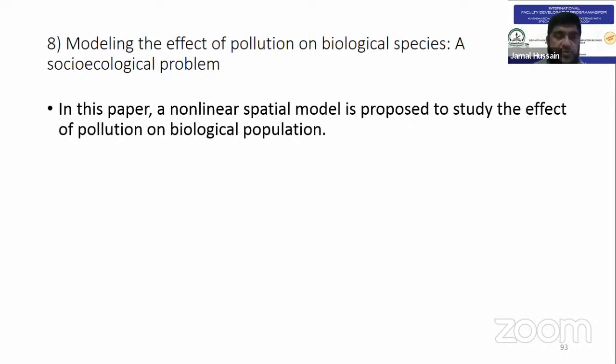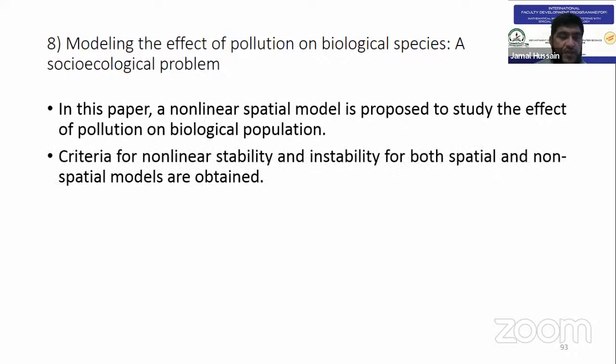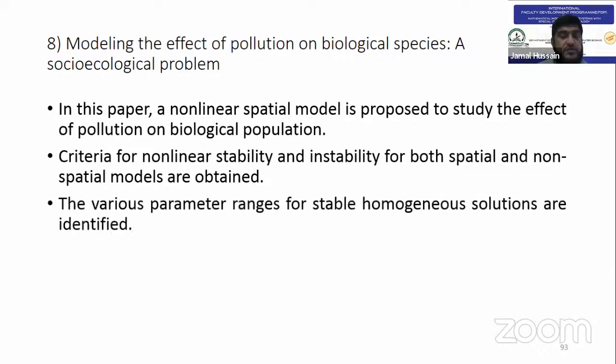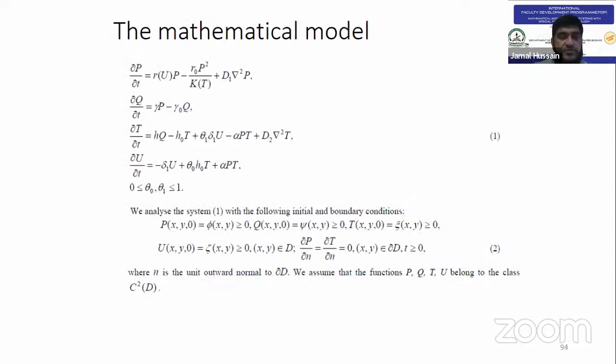So what is done in this paper? A nonlinear spatial model is proposed to study the effect of pollution on biological population. Criteria for nonlinear stability and instability for both spatial and non-spatial models are obtained. The various parameter ranges for stable homogeneous solutions are identified. So here is the model.